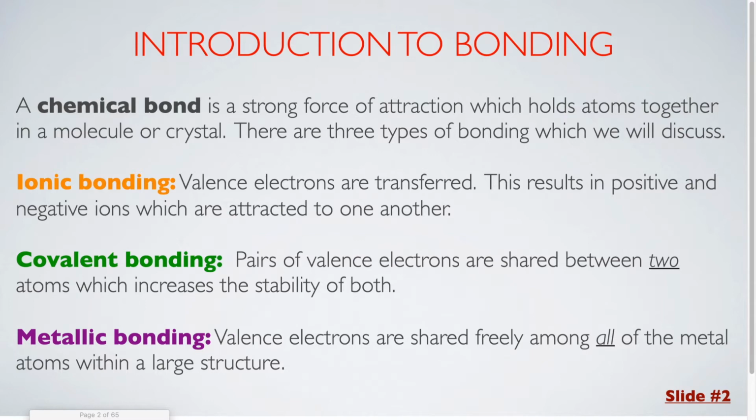In ionic bonding, valence electrons are transferred. This results in a positive and negative ion which are then attracted to one another. In covalent bonding, pairs of valence electrons are shared between 2 atoms, which increases the stability of both. In metallic bonding, valence electrons are shared freely among all of the metal atoms within a large structure.